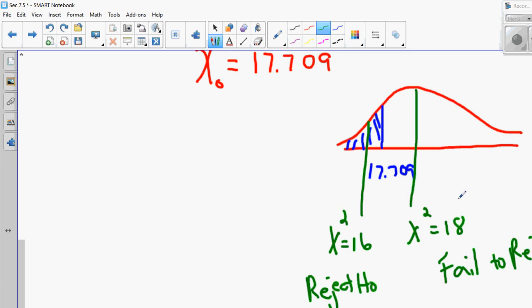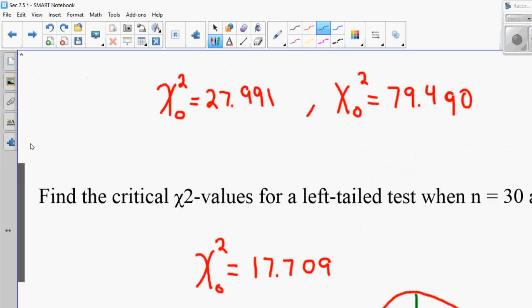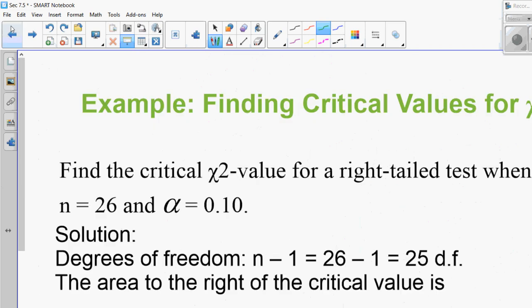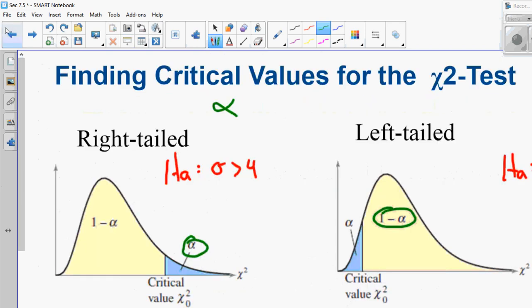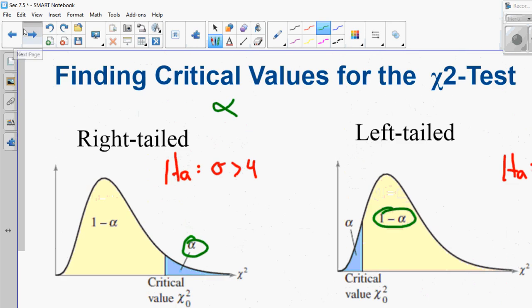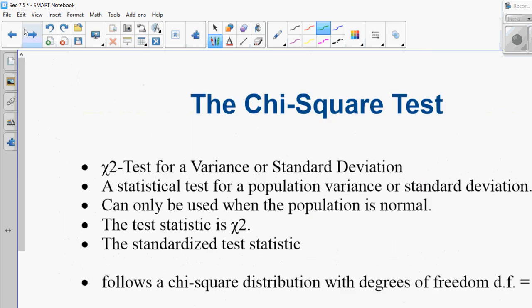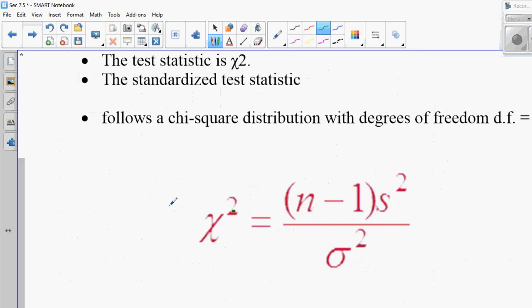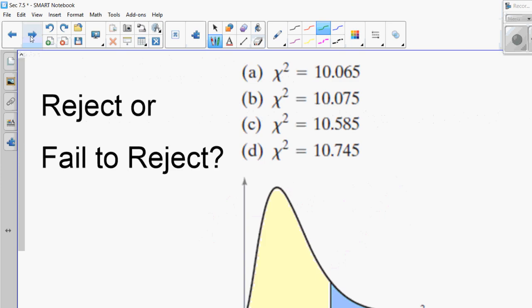So what we are going to do is find our critical value in our chart and then shade it if it's a left, right, or two-tail like we did back here. We then are going to find our chi-squared value from our problem right here and then decide if we reject or fail to reject based on where that is at. So let's look at an example.